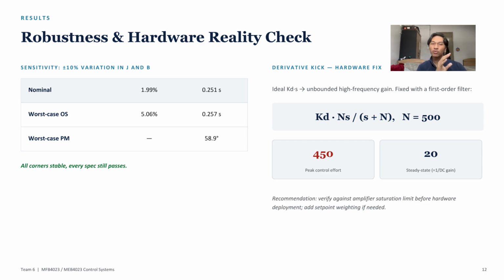On the hardware side, we also wanted to flag, honestly, that an ideal derivative term would demand infinite gain at high frequency, which is physically not realistic. So we applied a filtered derivative, and even filtered, we get around 450 units of control effort. Before this goes anywhere near real hardware, we have to make sure that the numbers are checked against an actual amplifier and its saturation limit.